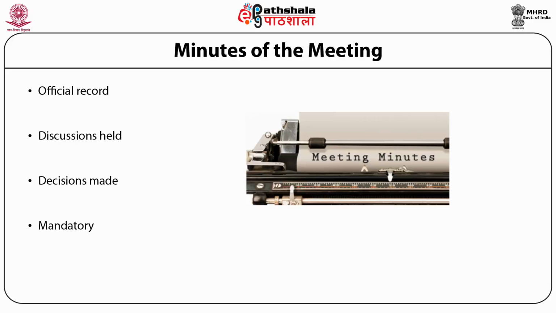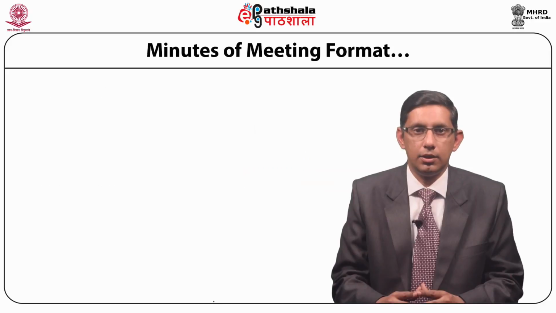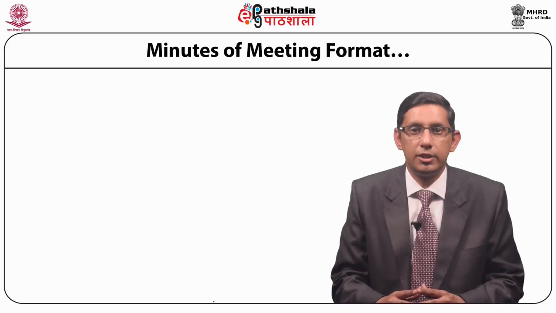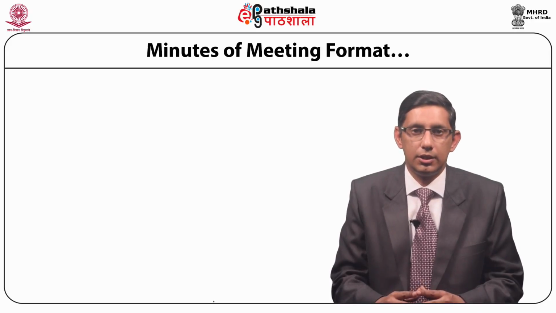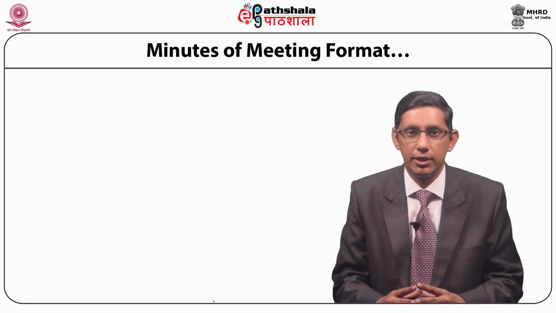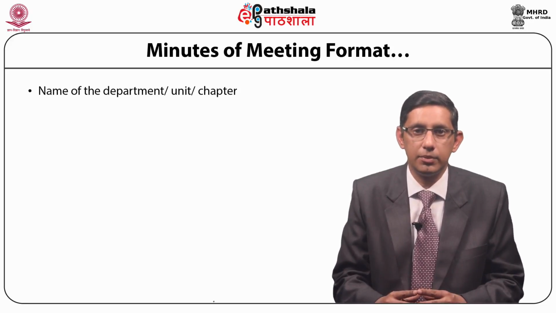It is also advisable to circulate a pre-final draft of the minutes among the concerned members for their observations. Minutes become effective only when they have been read at the next meeting. Let's have a look at the minutes of meeting format. Under this format, the first information that has to be provided is the name of the department or unit or chapter.